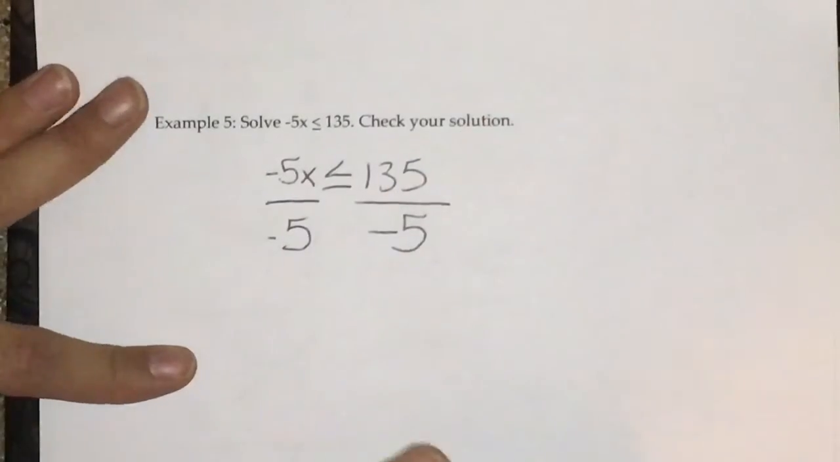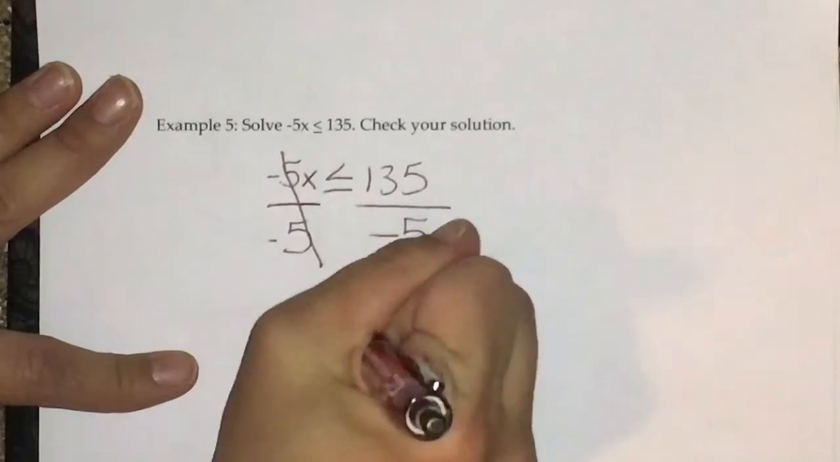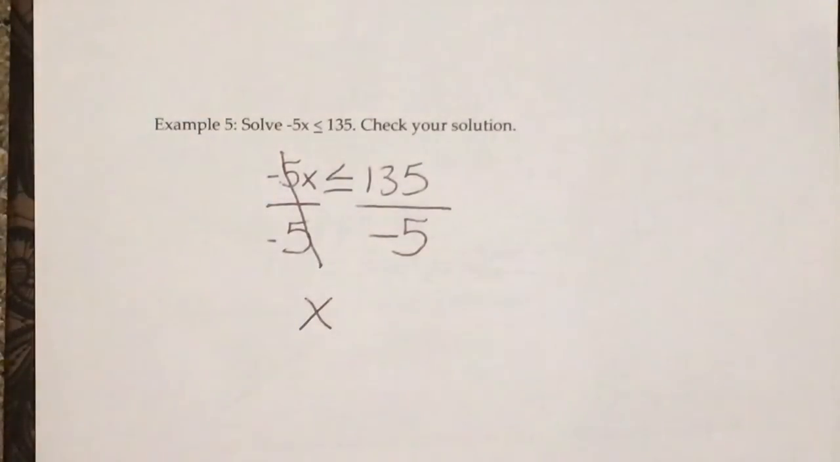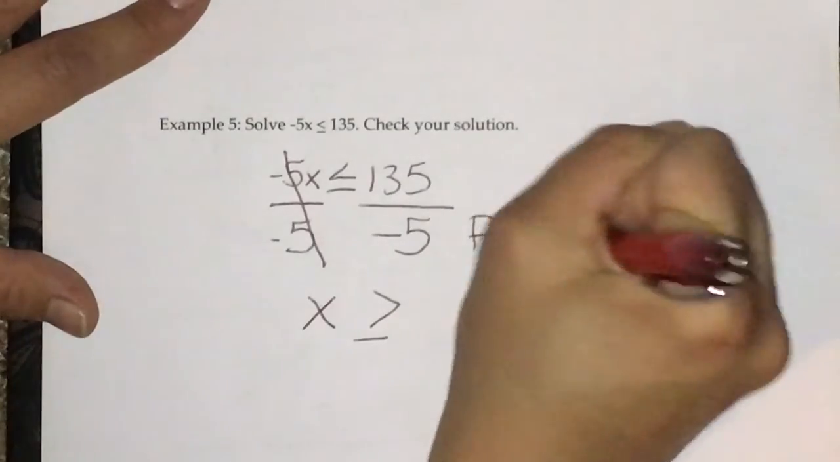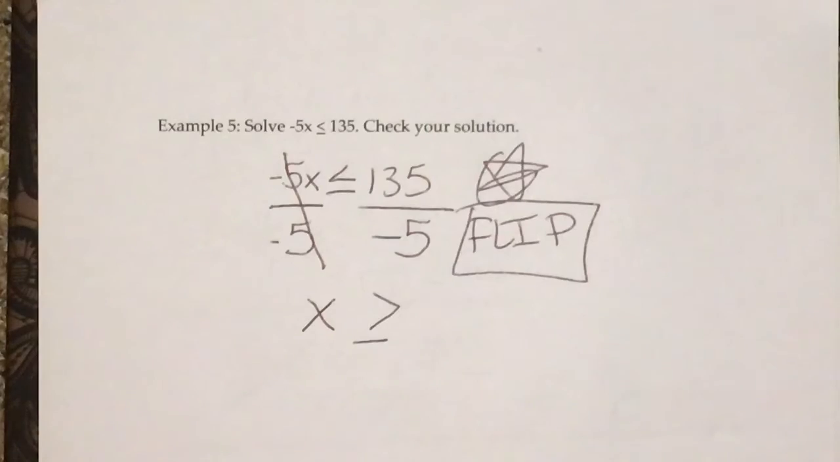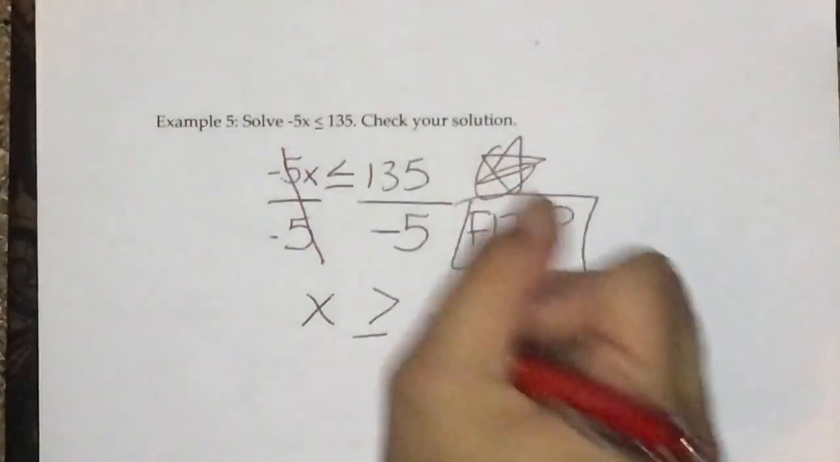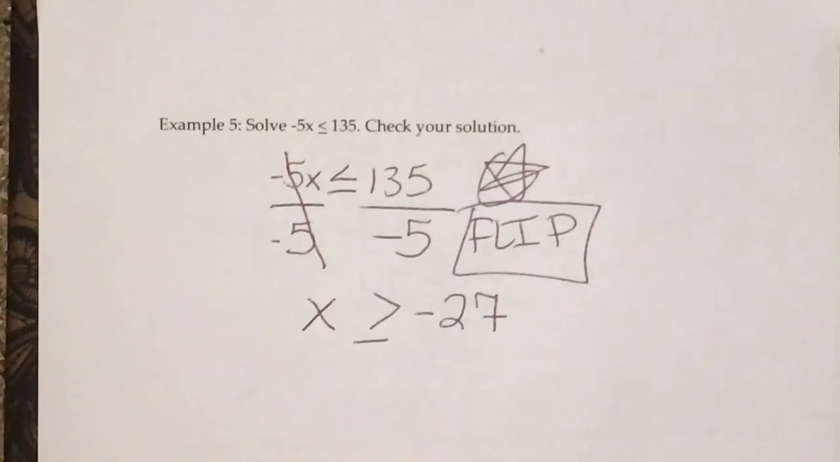negative 5. These cancel. And what do I always need to do if I divide by a negative number? Flip the sign. Do not forget to flip your sign when you divide by a negative number. Then we have 135 divided by negative 5, which is negative 27.